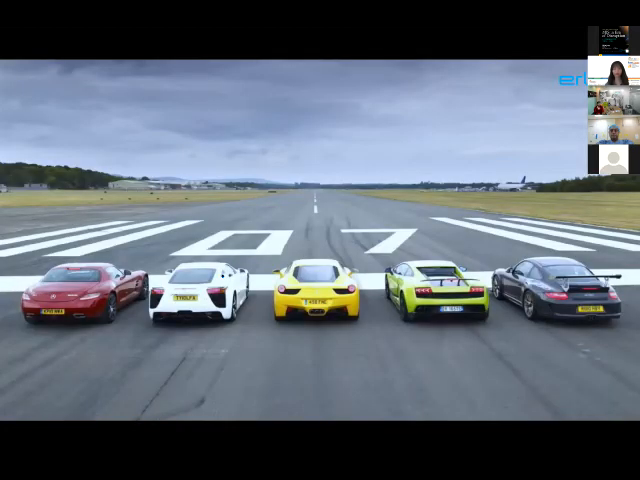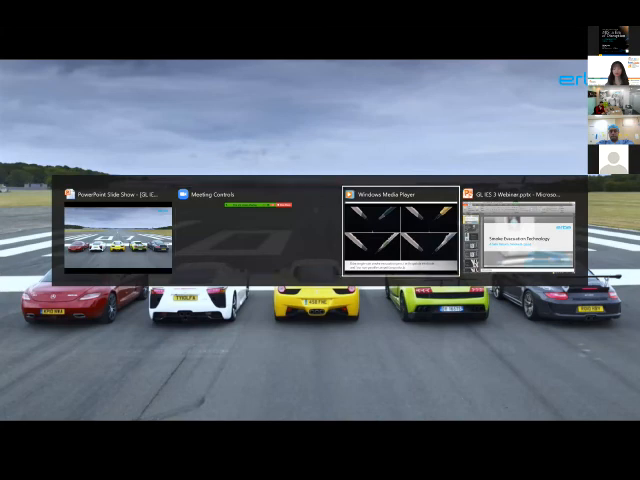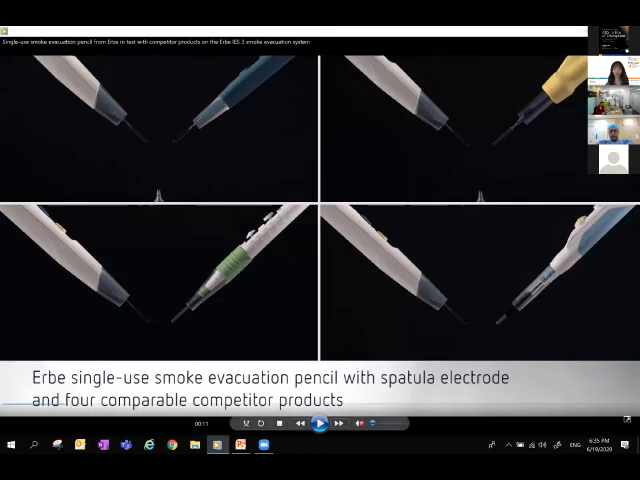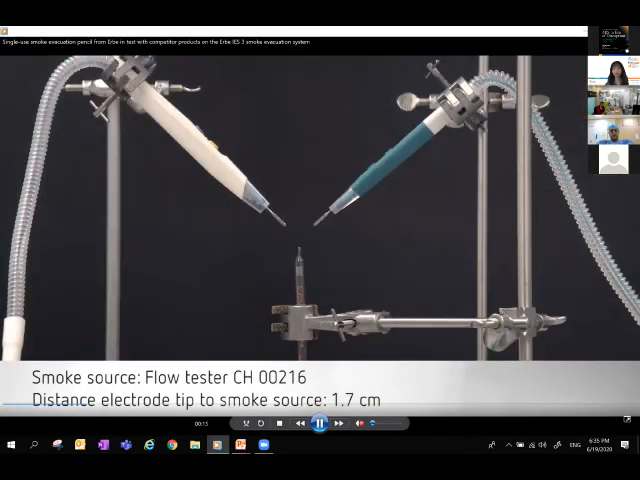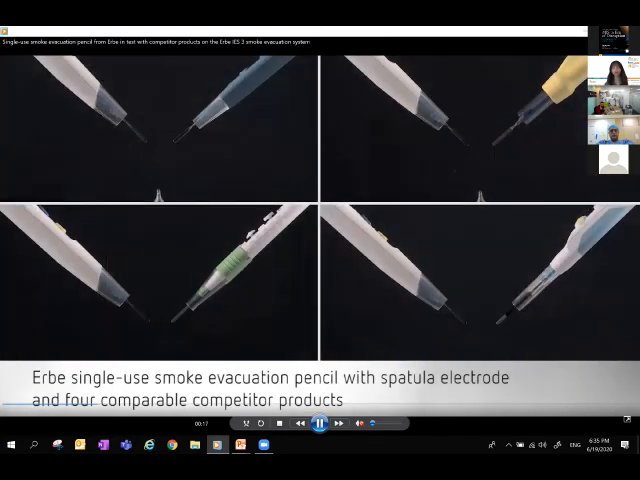So I think you know there's many different pencils out there, smoke evacuation instruments out there. So just to end everything on with a quick video. So we tested the product with other pencils. And I can't play this now. Okay, so we hook it up to the same IES machine for both instruments, just to see how it works.